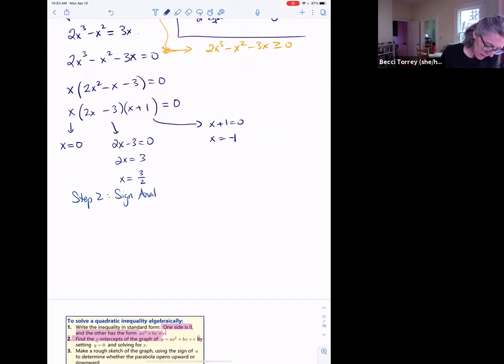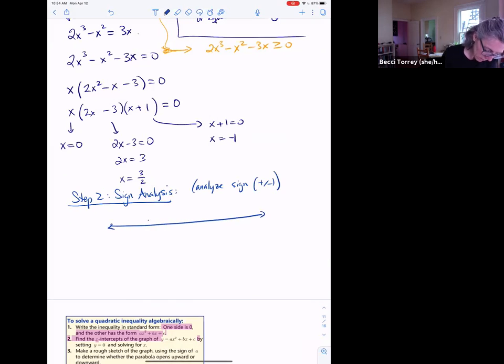And what does that mean? It means we're analyzing the sign, i.e. the plus or minus, whether it's positive or negative. And so we're going to set up a number line and we're going to mark off these points. So from left to right, we have minus 1, then we have 0, and then maybe I don't want to mark 1, I want to mark 3 halves. Oops. 3 halves is over here, bigger than 1.